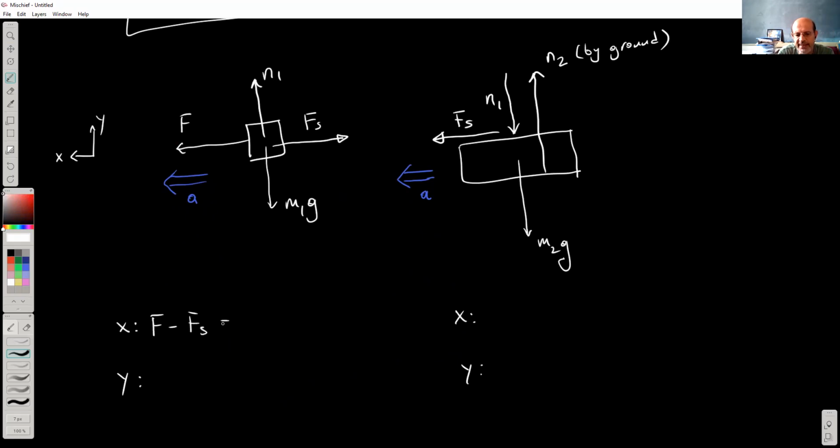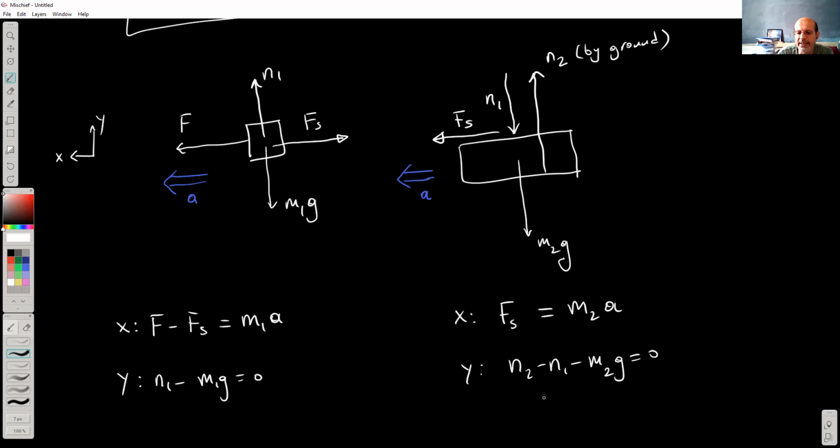This is F minus Fs is equal to M1 times A, and along the y direction, N1 minus M1G is equal to 0. Again, remember, this minus doesn't mean that I'm subtracting forces, I'm adding them. I'm adding the x components of the forces in here, and on the right-hand side, I'm writing the x component of the acceleration. Here too, there's a y component of acceleration in here, but I do this quickly. So for this one, Fs is equal to M2 times A, and what else? N2 minus N1 minus M2G, that's equal to 0.